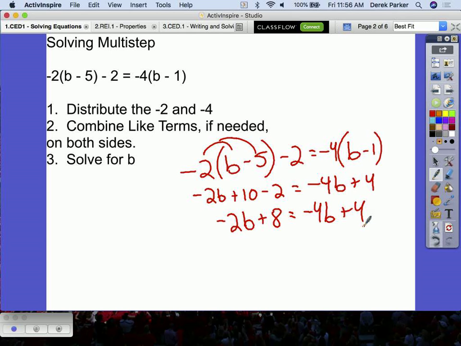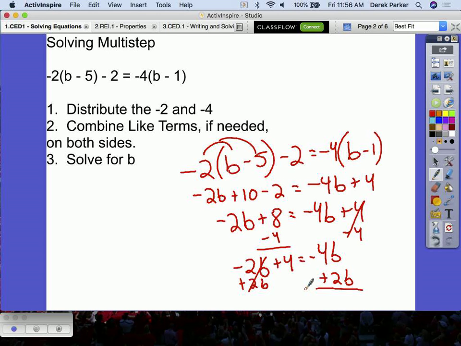Now I want to move my constants on one side and my coefficients with the b on the other side. So I'm going to subtract 4. Now I have -2b plus 4 equals -4b. I'm going to add 2b. And I'm going to rewrite over here and I get 4 equals -2b. Solve for b, simple one-step equation, and I get b equals -2.